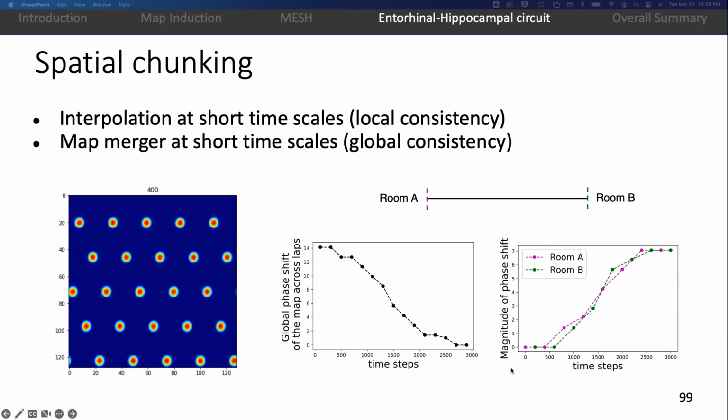So essentially what's happening is that room A and room B had their initial grid maps, but over time, both of these have phase shifts and they merge into a globally consistent map that has a phase in the middle of these two maps. So the final converged map is still related to the original maps, but is different.